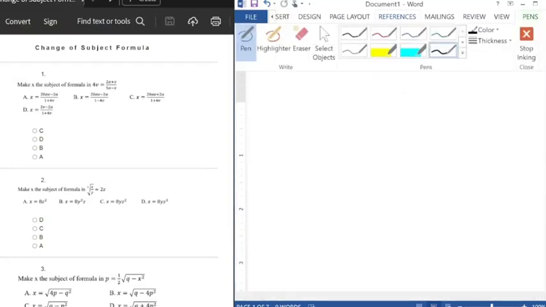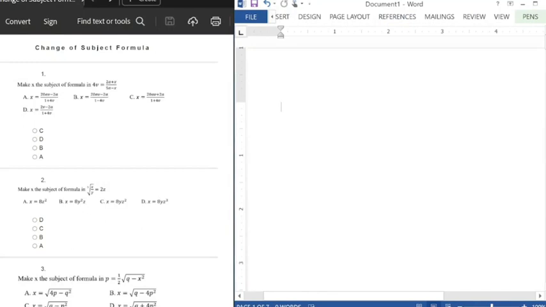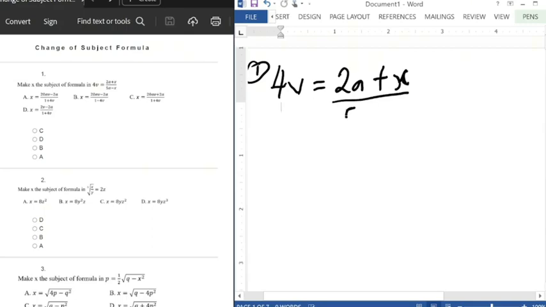So in this class, we want to look at change of subject of formula, solutions to the questions. So the first one we have here, make x the subject of formula in this. So we have 4v equals (2a plus x) divided by (5a minus x). So we want to make x the subject of formula.